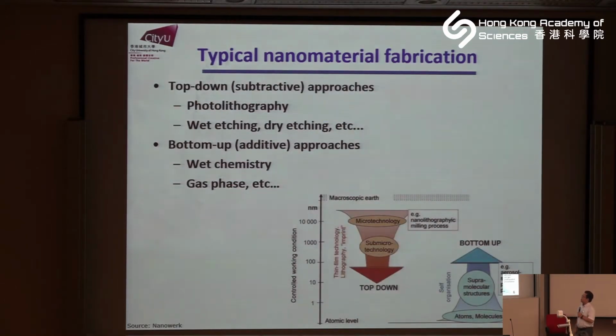Basically, we have two major schemes. The most typical one is the so-called top-down approach. This is what we call the subtractive approach.